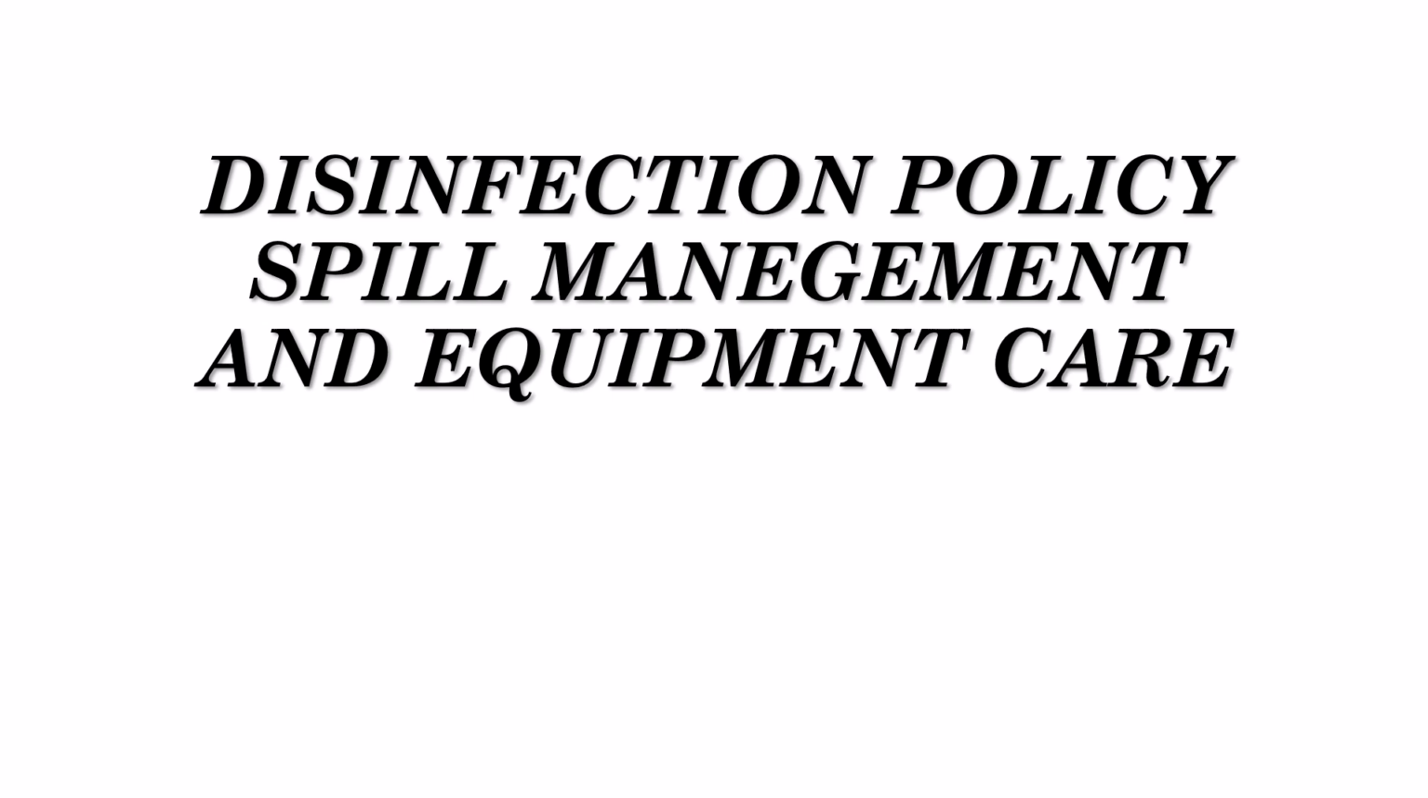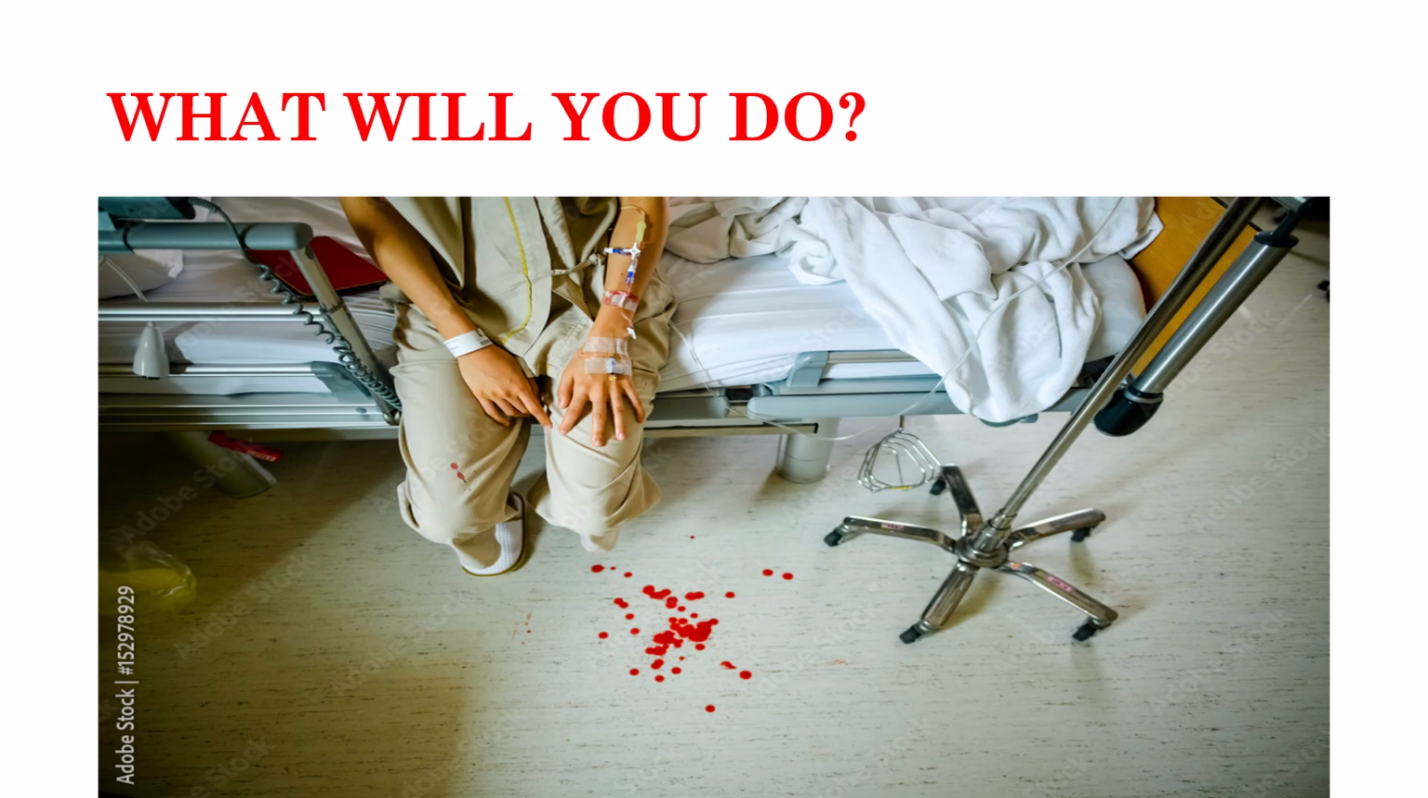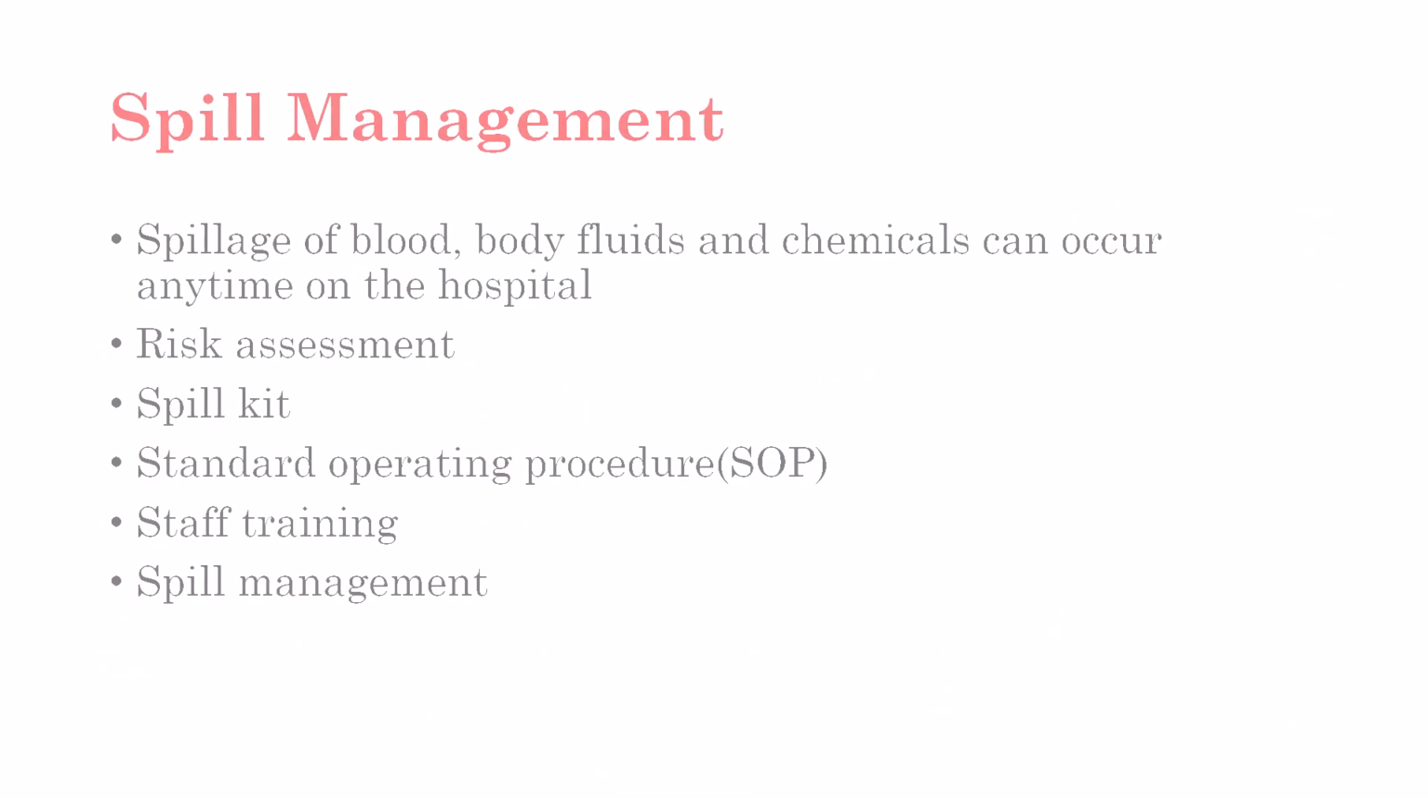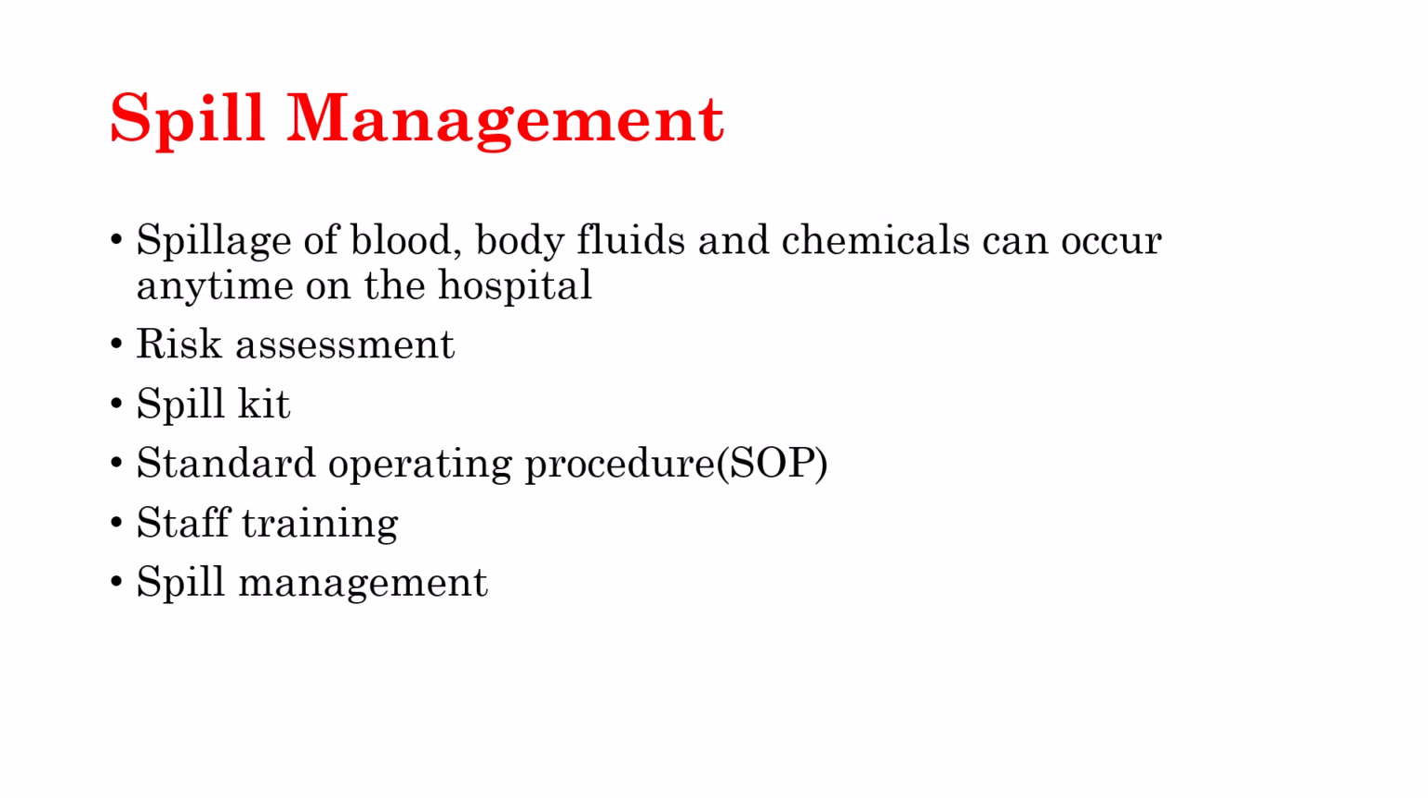Disinfection policy, spill management, and equipment care. What will you do if there is spillage of blood on the floor? Spill management. Spillage of blood, body fluids, and chemicals can occur anytime in the hospital. Risk assessment. We have to see the risk assessment, and we have to always be prepared with the spill kit, and we should have several standard operating procedures, and the staff of the hospital should be trained in management of the spillage.